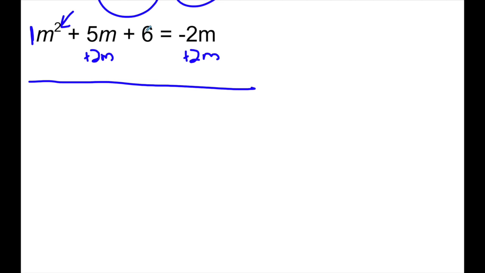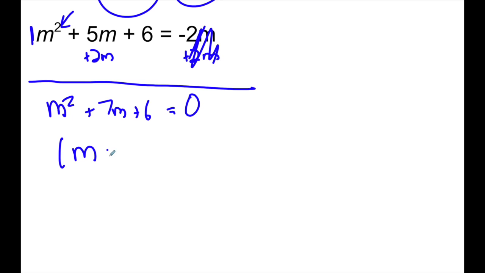With factoring, we talked about taking the negative out to make it easier for yourself. Well, now that we're solving, you've got a little bit more flexibility. So here, this cancels and nothing is left. Here, I've got m squared plus 7m plus 6 is 0. And this will factor as m plus 6, m plus 1.